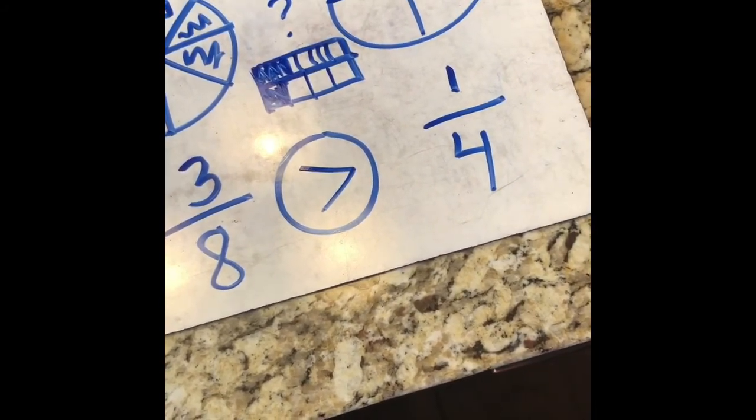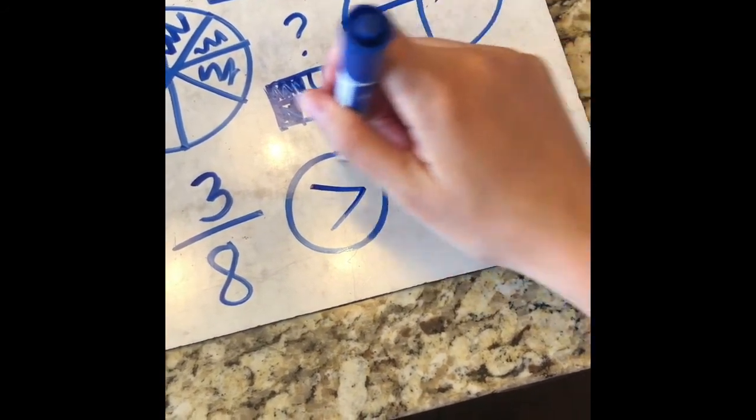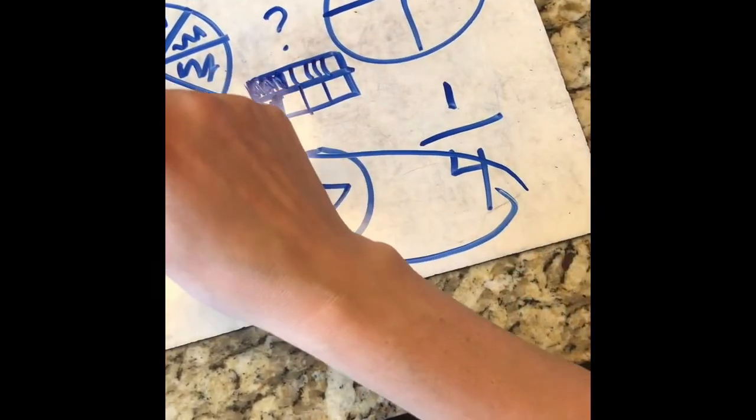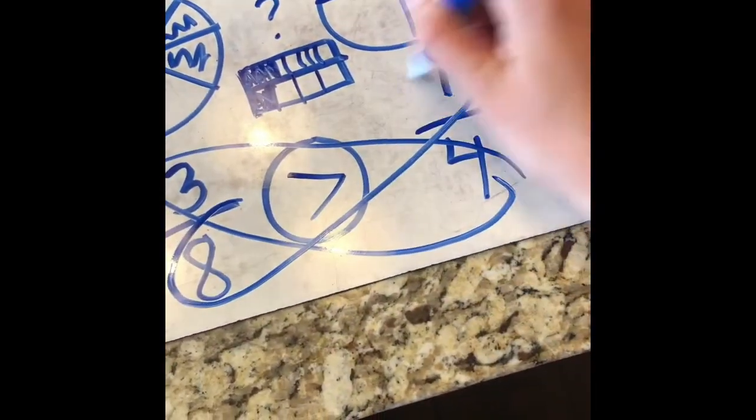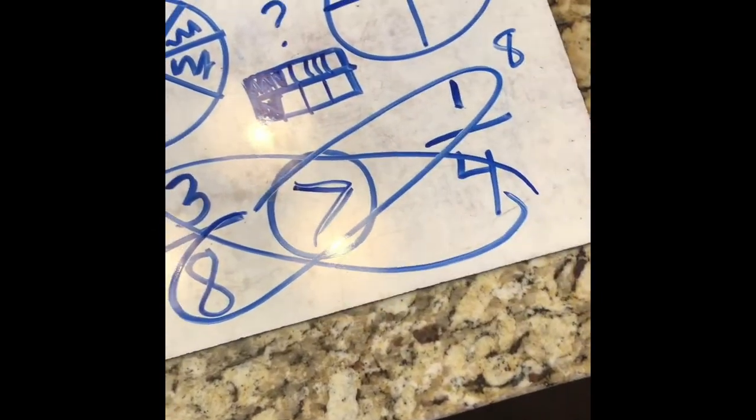And to check it, to make sure that I am doing it right, I can do the butterfly check. So we check up. 4 times 3 is 12. 8 times 1 is 8. 12 is greater than 8, so I know I did it right.